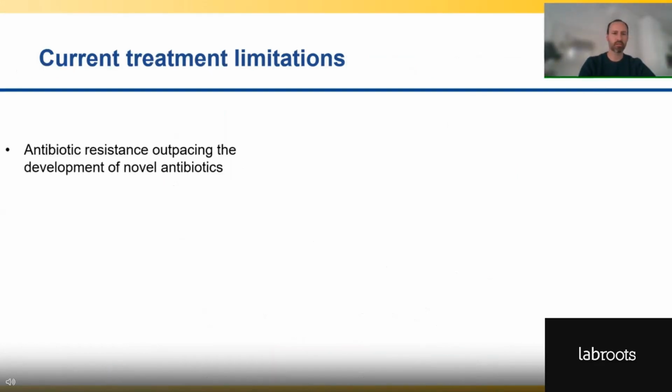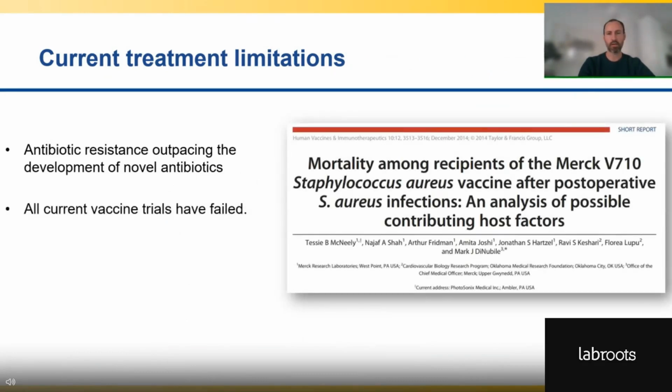Given that antibiotic resistance is outpacing the development of novel antibiotics, and all current vaccine trials have failed to date, including the study by Merck, which found that vaccinated individuals had higher mortality rates than unvaccinated individuals, this highlights the need for the development of alternative treatment options.